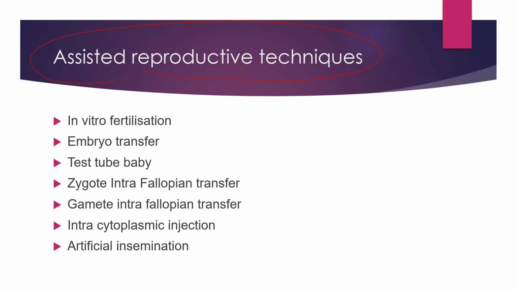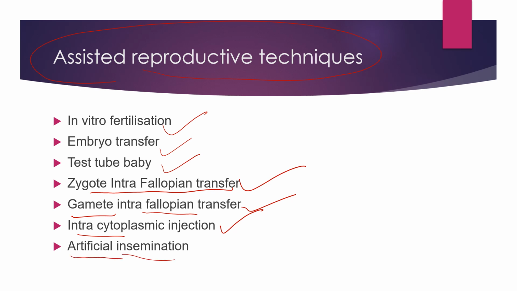So what all are we discussing today? We will be discussing in vitro fertilization, embryo transfer, test tube baby, zygote intrafallopian transfer, gamete intrafallopian transfer, intracytoplasmic injection, and artificial insemination. These all are very important. Stay tuned till the end of this lesson, and all will be discussed with diagrams and individual definitions, and the advantages and disadvantages in each case will also be discussed. So let's get started.